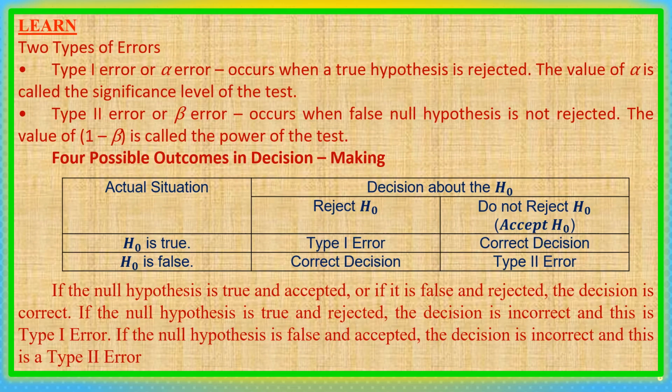We have types of errors. Type 1 error or alpha error occurs when a true null hypothesis is rejected. The value of alpha is called the level of significance of the test. Type 2 error or beta error occurs when a false null hypothesis is not rejected. The value of 1 minus beta is called the power of the test.